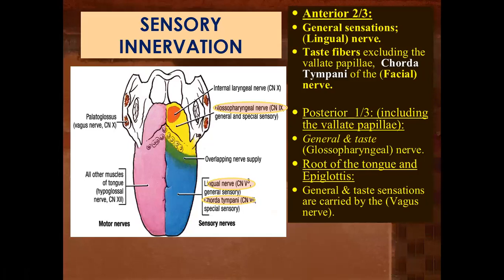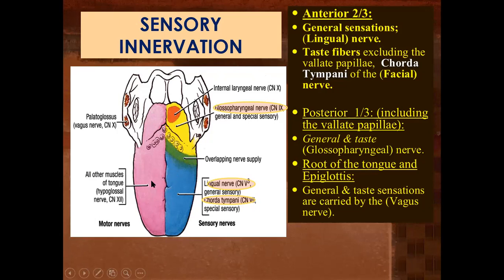Coming to the sensory innervation, the tongue is divided, as we already saw, into anterior two-thirds and posterior one-third. Anterior two-thirds is present in the oral cavity, posterior one-third is present in the pharynx. For the anterior two-thirds of the tongue, the general sensation is carried by the lingual nerve.